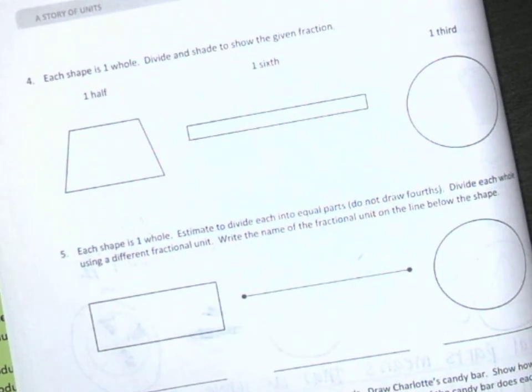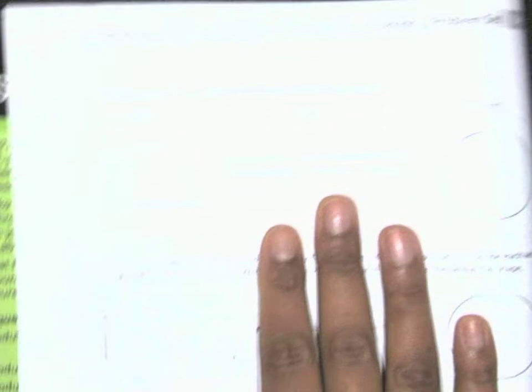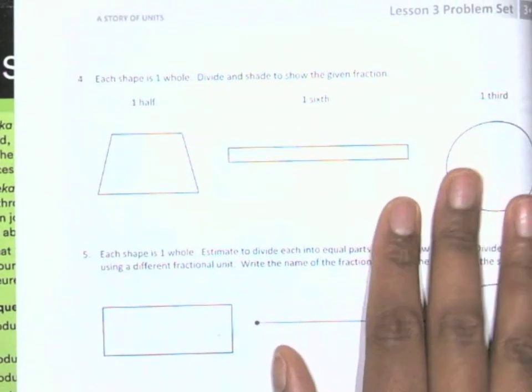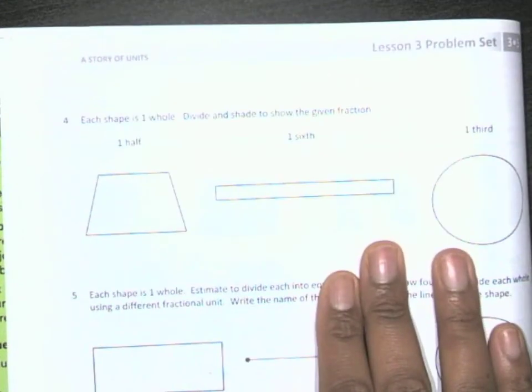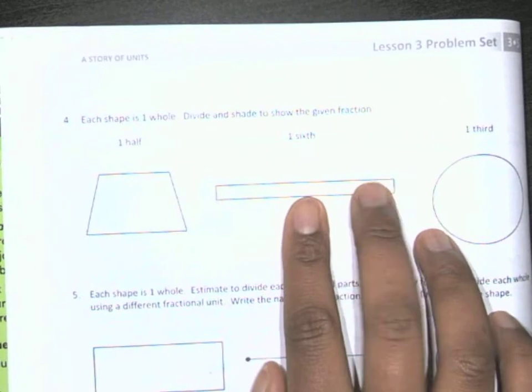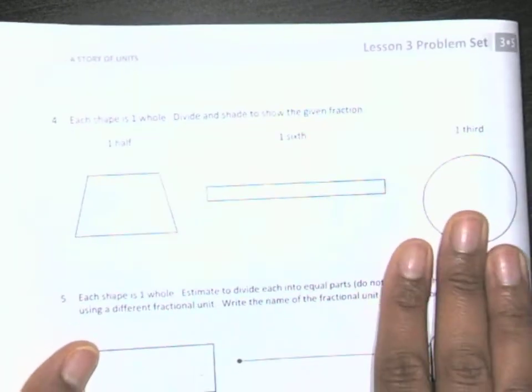Alright, so number 1, it says each shape is one whole. Draw and shade to show the given fraction.